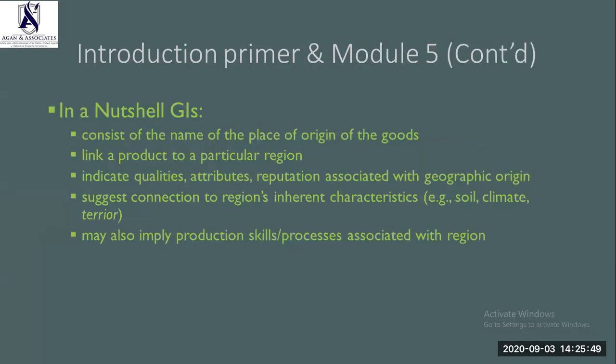In a nutshell, a GI consists of the following: the name of the place of origin of the goods, which links a product to a particular region, indicates quality or attributes, as we have discussed, that are associated with its geographic origin, and also suggests a connection to the region's inherent characteristics. Now, these can be soil, can be climate, can be the altitude, can be the latitude, can be so many things, the rainfall patterns or otherwise.